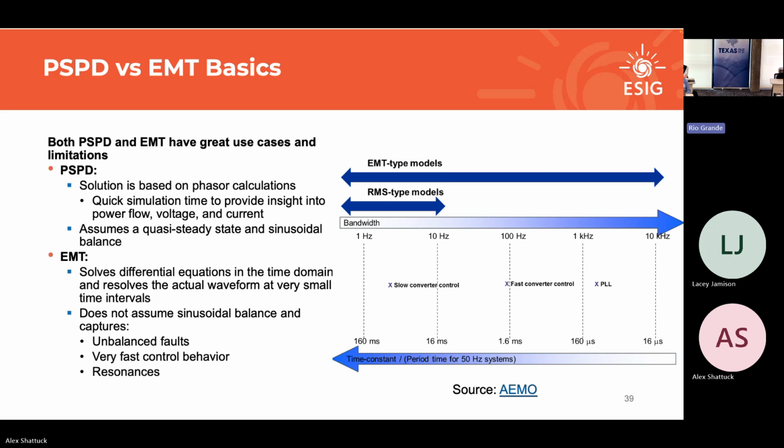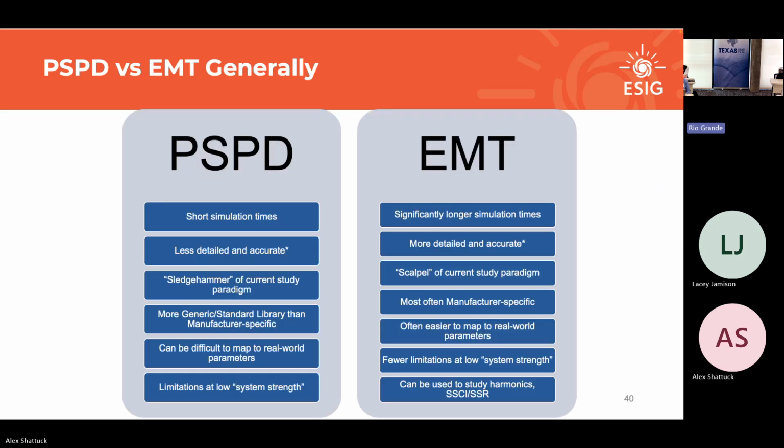Whereas if we're talking about RMS type models or PSPD type models, the window of what you can study is much smaller and also much less discrete as far as the time step. So we'll keep that in mind for why that's important. So that was kind of the math behind it, but just generally, and this is really high level and probably not all the way right, but we can talk about it if anyone has questions. We've talked about them both together. The PSPD, much shorter simulation times. For EMT, much longer simulation times.